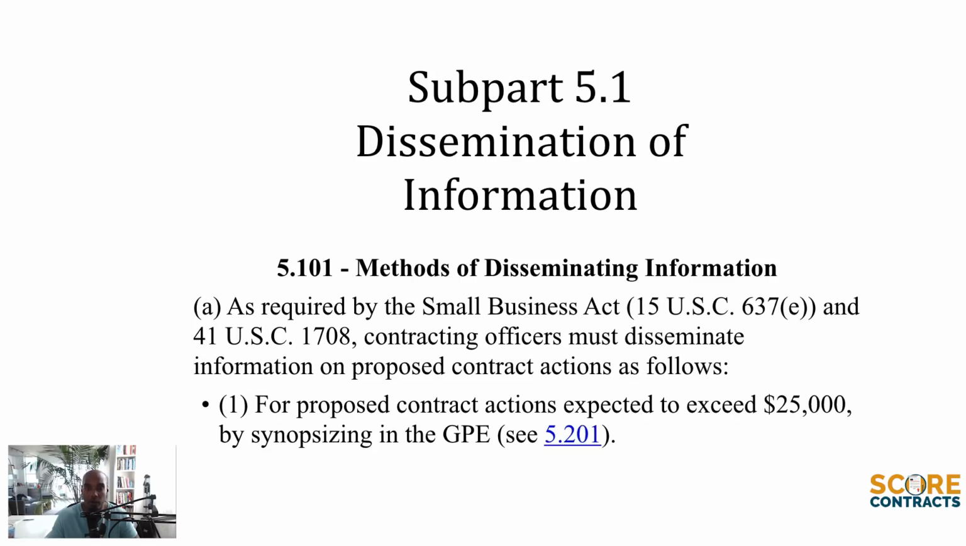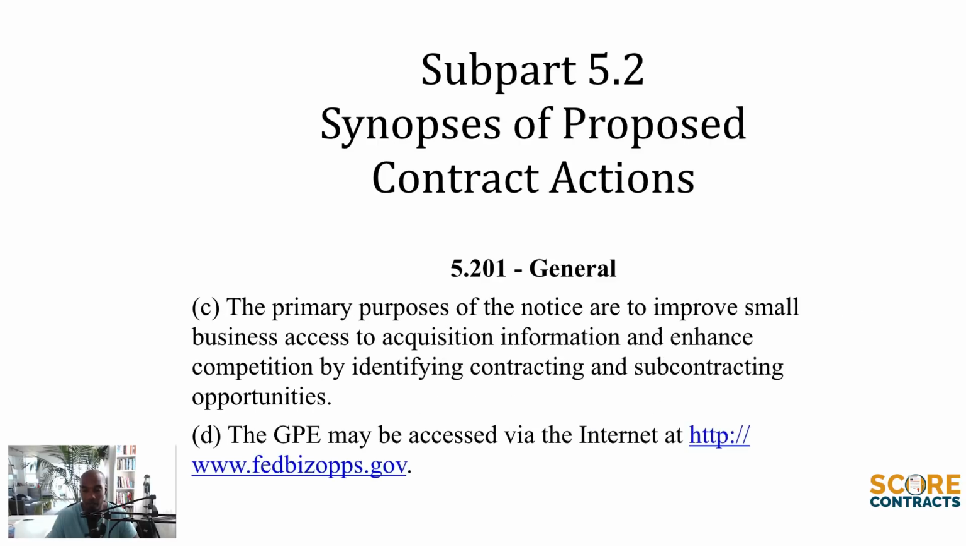Within the FAR, we have subparts, and 5.1 discusses FBO and the meaning of FBO. So 5.101, methods of disseminating information, talks about how, as required by the Small Business Act, contracting officers must disseminate information on proposed contract actions as follows. For a proposed contract action expected to exceed $25,000, by synopsizing in the GPE. GPE stands for Government Point of Entry. And then it says (c) 5.201.